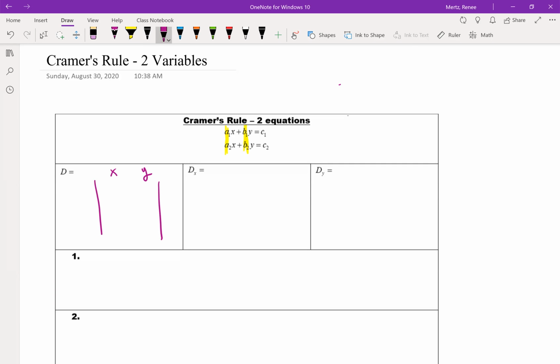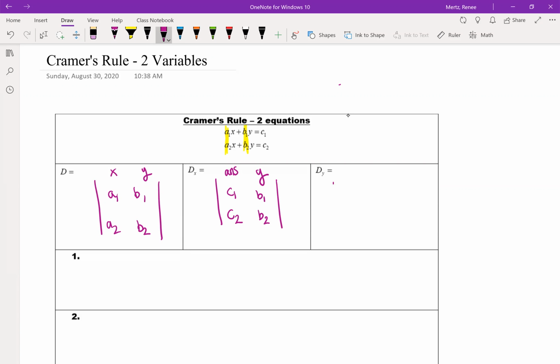So it's going to be a1, a2, sorry. And then looking down the y's, b1, b2. When we're doing d of x, we replace the x with the answers. So we get answers and then y. So the answers to the equation are c1, c2. The coefficients in front of y are b1, b2.